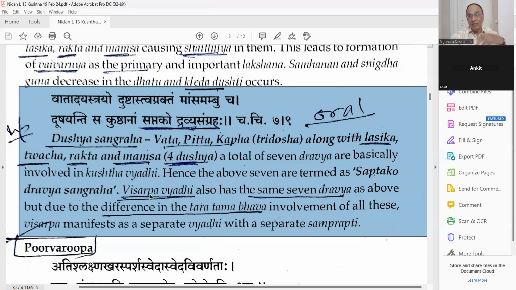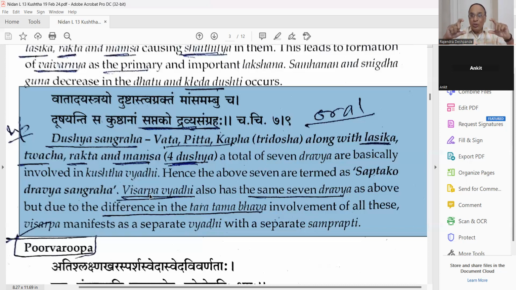Next, now this is a very interesting point. Visarpa is another Vyadhi. There is always a comparison between Visarpa and Kushtha. Sir, why comparison? Because the Saptako Dravya Sangraha is the same. That is why in examination you are asked to describe the similarities and differences in Kushtha and Visarpa.